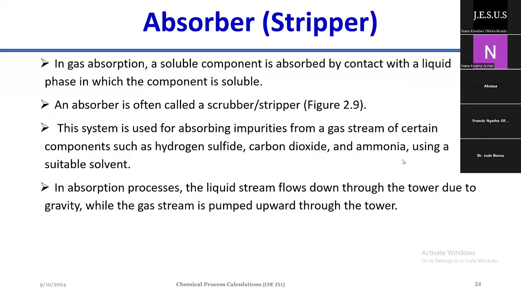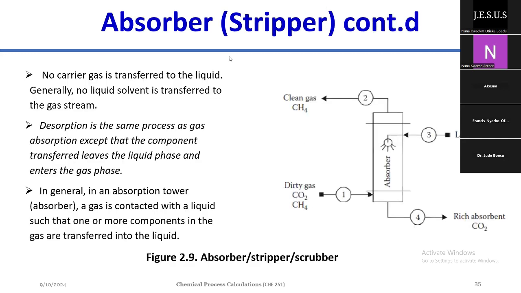And you also have an absorber. When you say absorber, it's just an equipment which is used for absorption or stripping. Another name for the absorber is the stripper. And what it does is that the absorber is used to strip, or let's say remove, one component from a mixture.